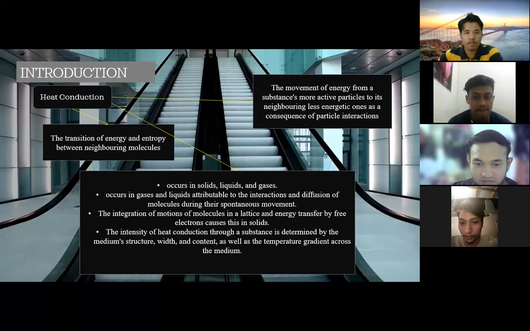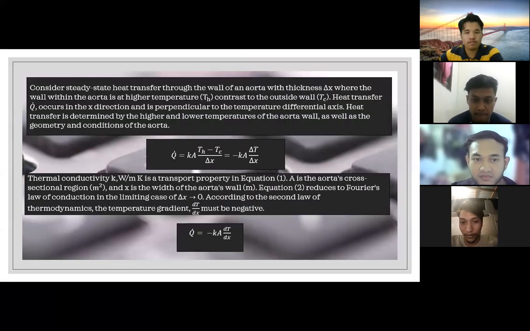Consider a steady state of heat transfer through the wall of an outer with thickness delta X, where the wall within the outer is at a higher temperature in contrast to the outside wall. Heat transfer occurs in the X direction and is perpendicular to the temperature differential axis. Heat transfer is determined by the higher and lower temperature of the outer wall, as well as the geometry and condition of the outer. And this is the equation for the calculation.